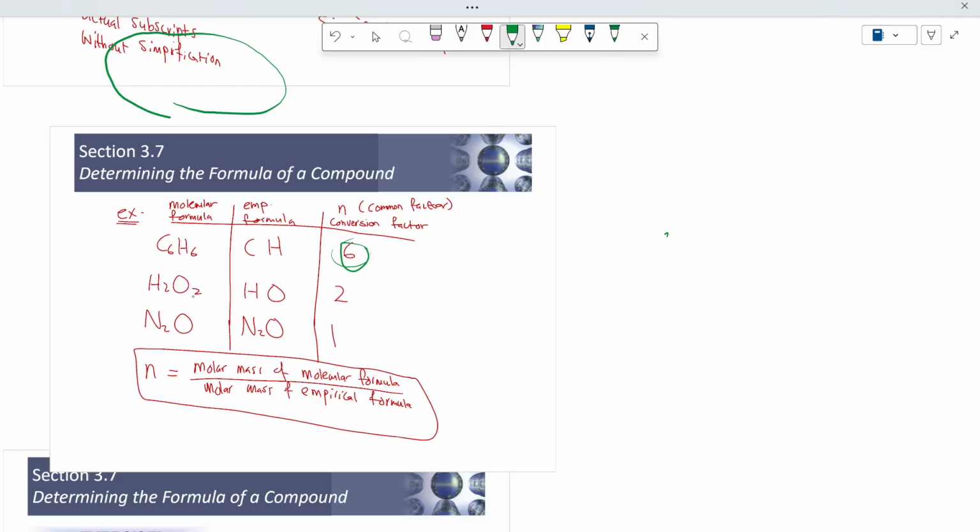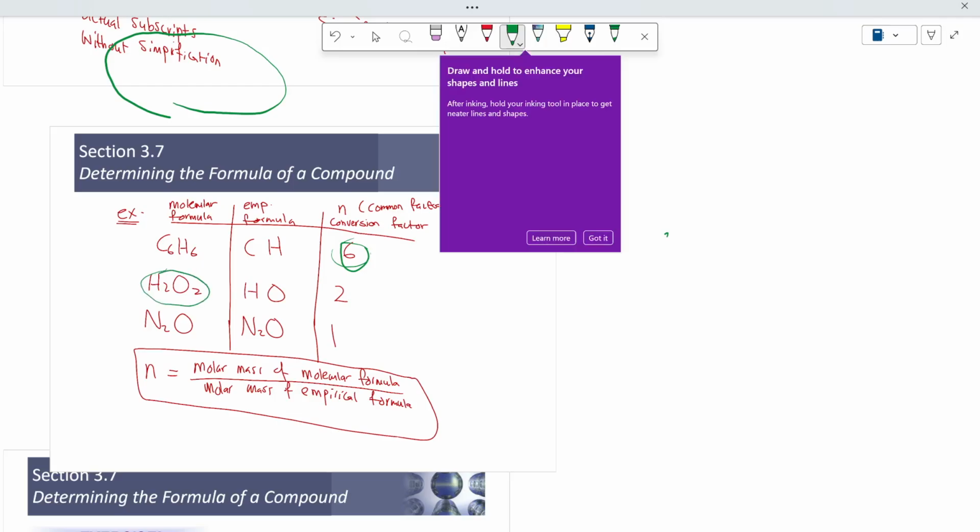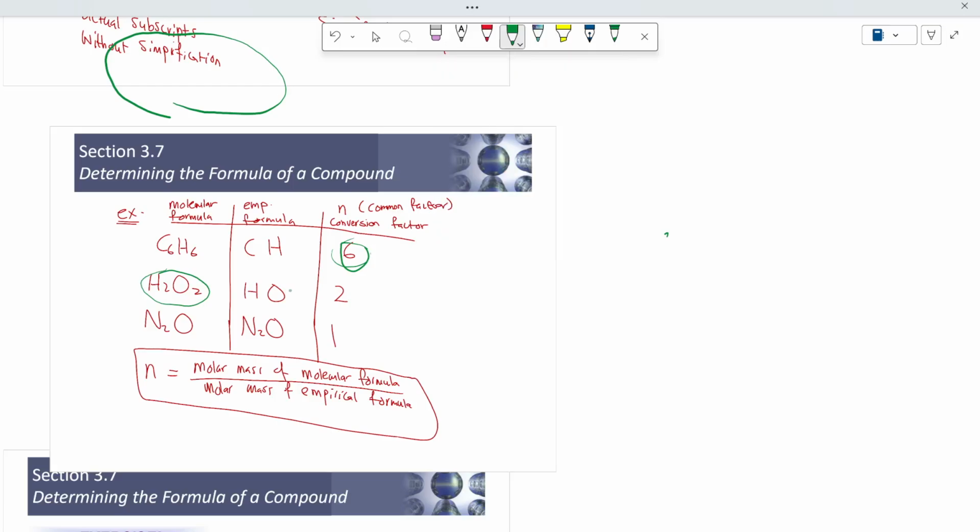The same idea can be applied to hydrogen peroxide, H2O2. This is the molecular formula without simplification. Now, if you simplify it, it will be HO. This is the empirical formula. And here the integer or the common factor is 2. For N2O, as you can see, it cannot be simplified anymore, which means the molecular formula and the empirical formula are the same. And the integer is 1.